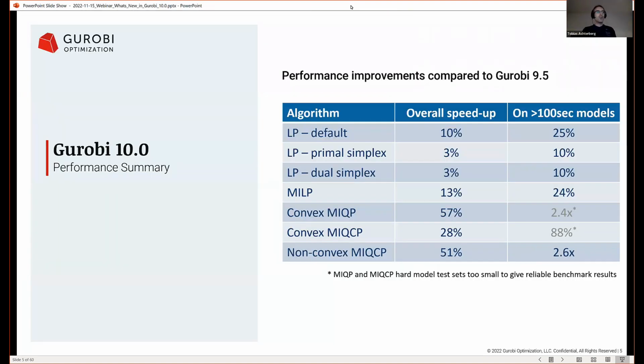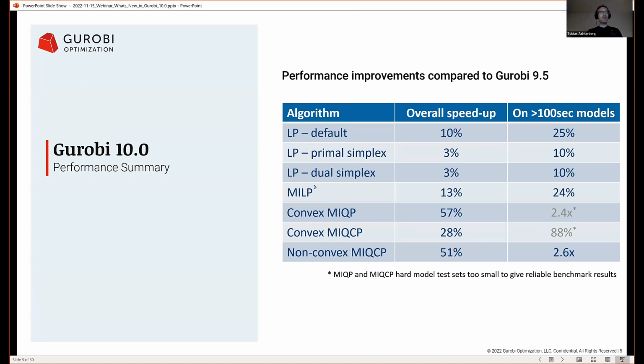Here's the overview of the performance improvements that you will see after installing Gurobi 10.0, comparing it to the previous version, Gurobi 9.5. You see here on the linear programming test sets, we have achieved some nice speedups. In particular, for the default settings, which is the concurrent LP solver, we have a 10% speedup overall, and on the harder models, so those that take at least 100 seconds to solve for one of the two solvers, 9.5 and 10.0, we have achieved a 25% performance improvement.